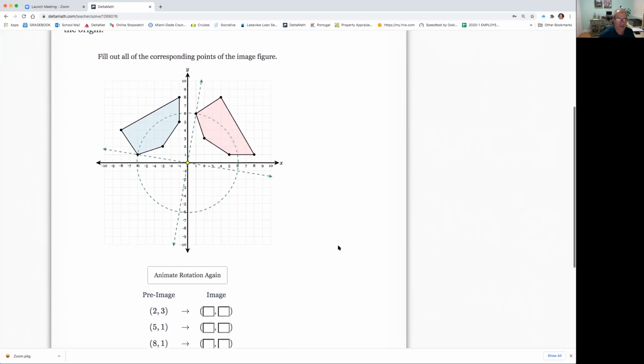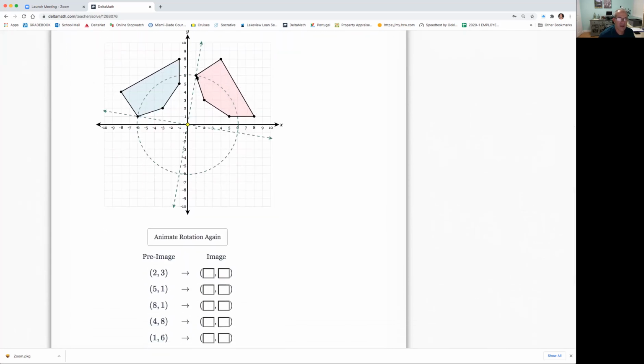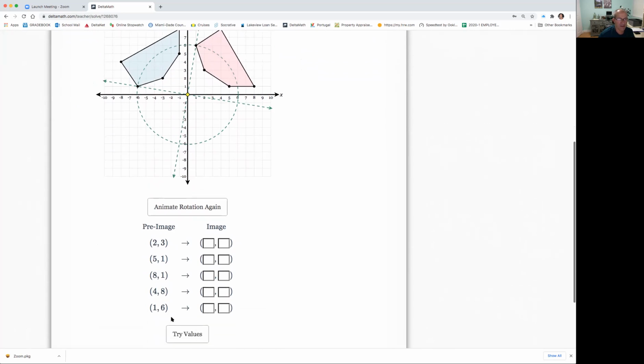Done. Now look at the coordinates. The point here is 1, 6. And that point here is now -6, 1. So 1, 6 is now -6, 1. So what happened with the second coordinate? The 6 changed sign and moved to the front. And the 1 is moving to the back.